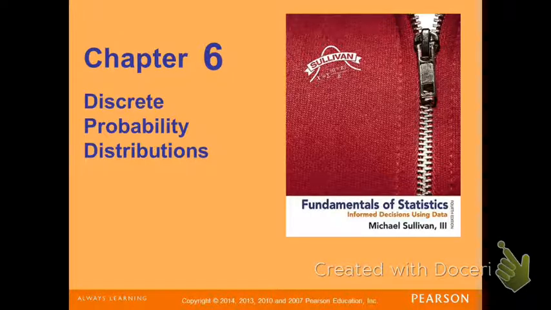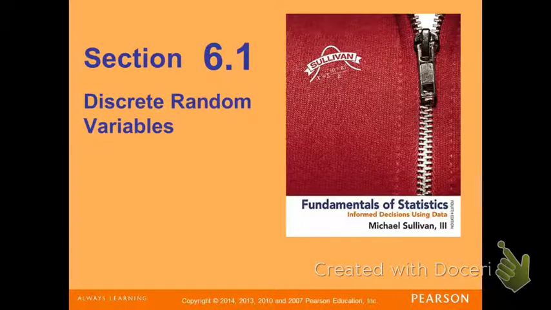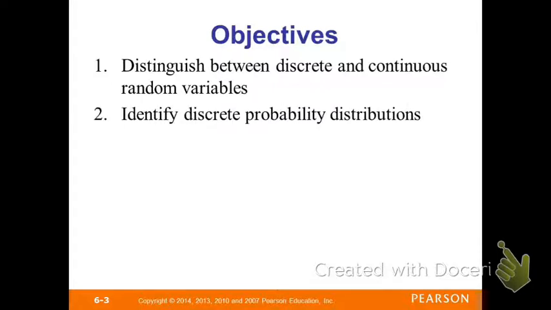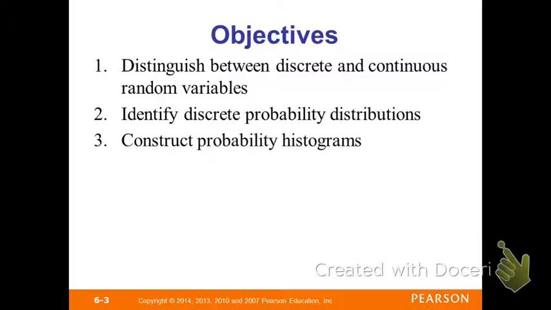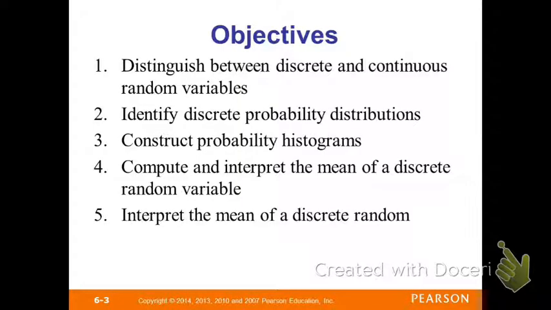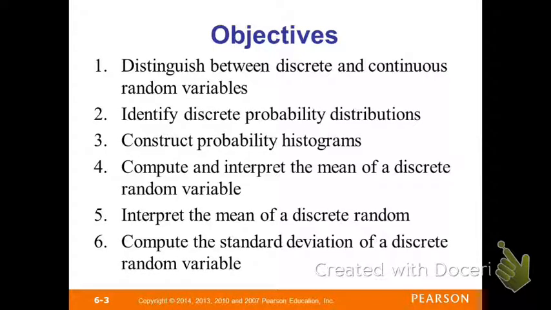We're going to start off this section today by reviewing what discrete and continuous random variables are. And then we will look at identifying discrete probability distributions, constructing probability histograms. Again, this is stuff you've done before. Compute and interpret the mean of a discrete random variable, and also we'll compute the standard deviation of a discrete random variable.